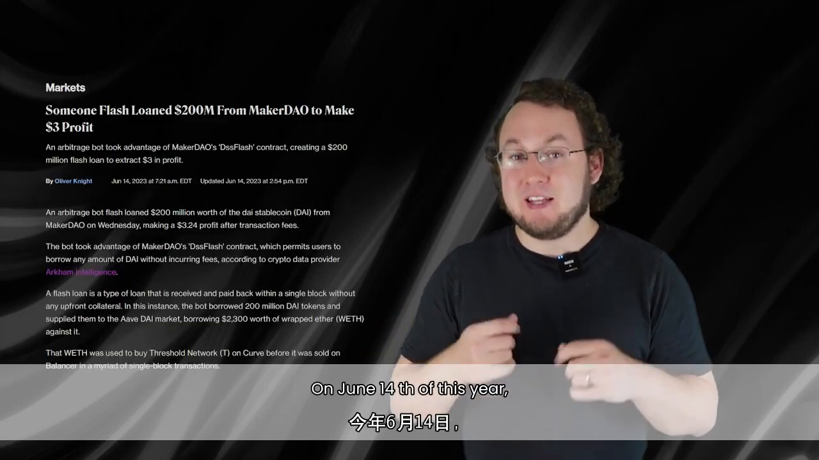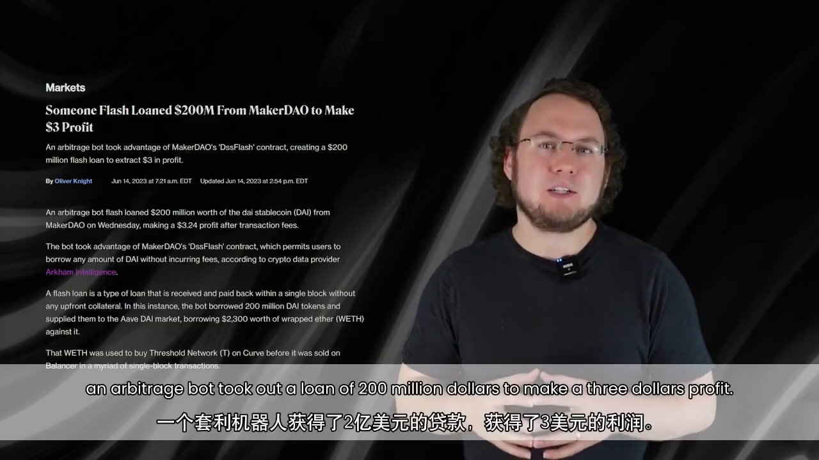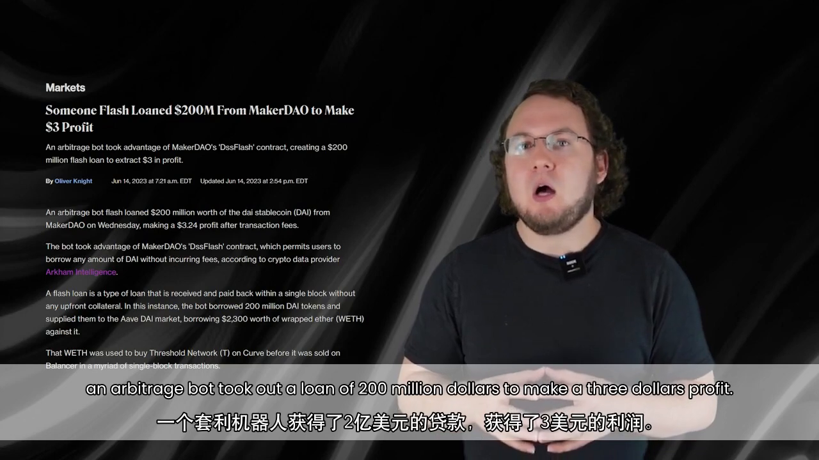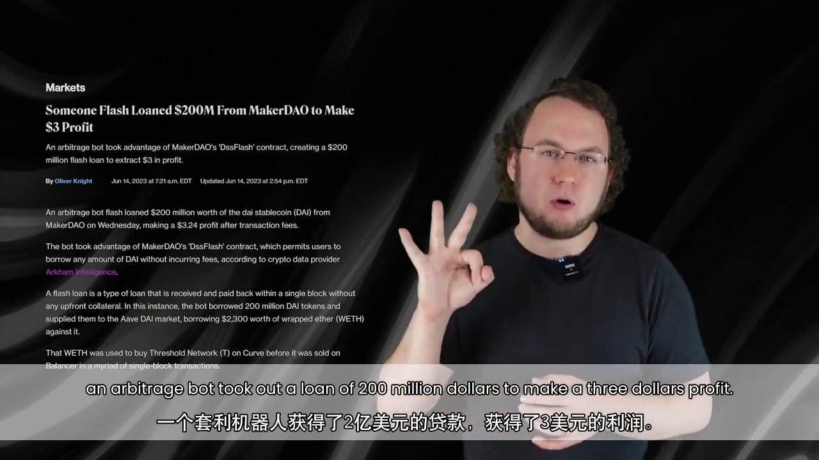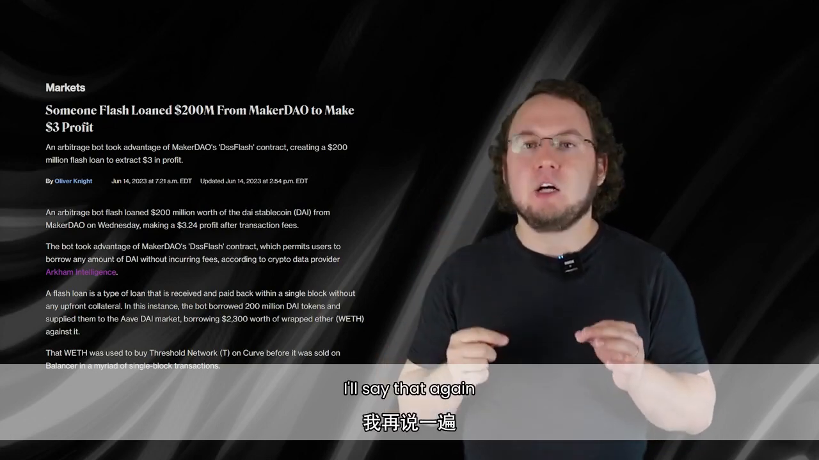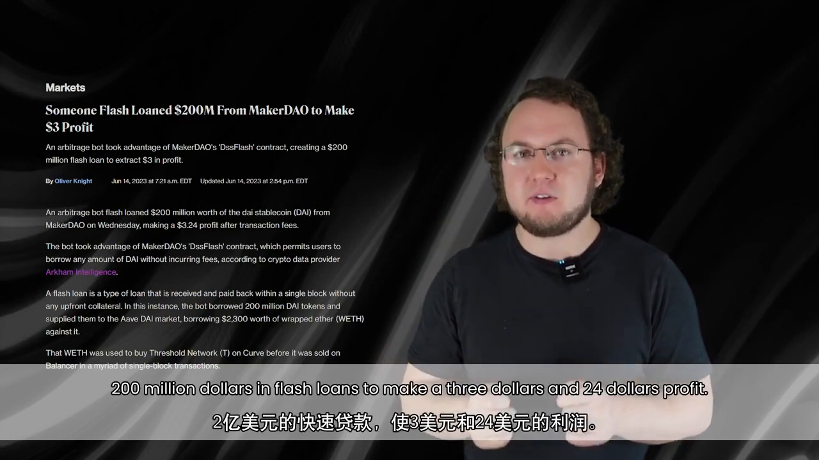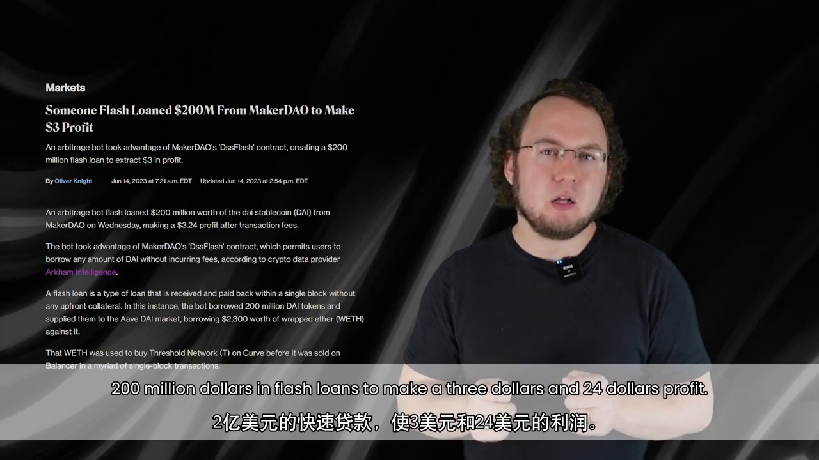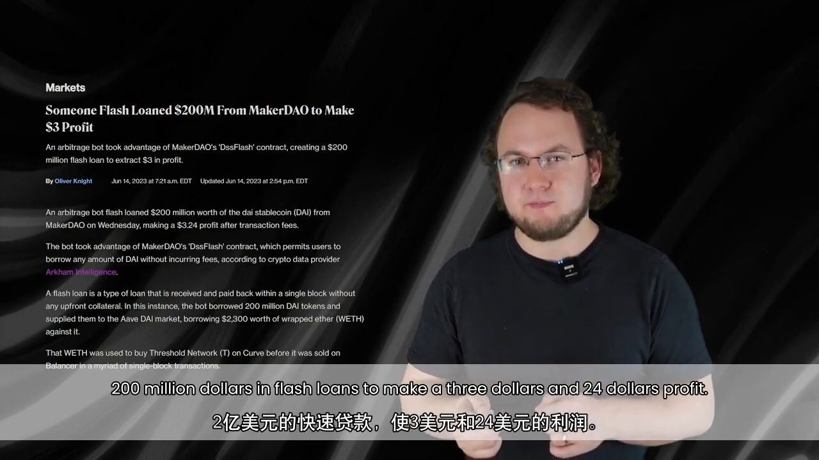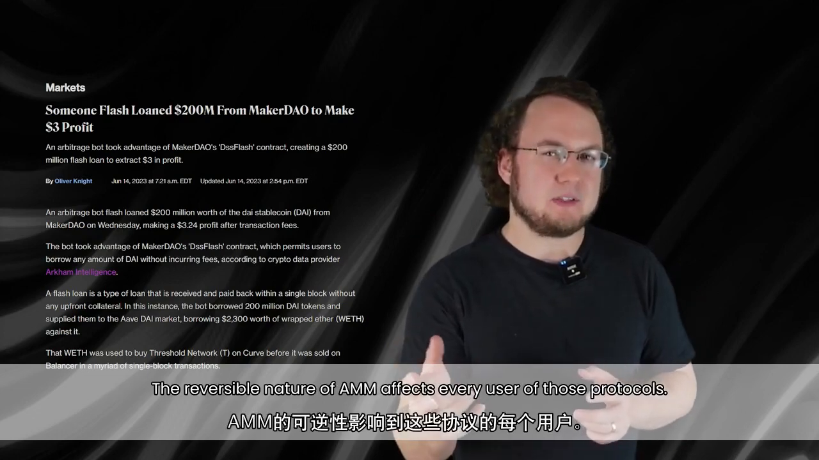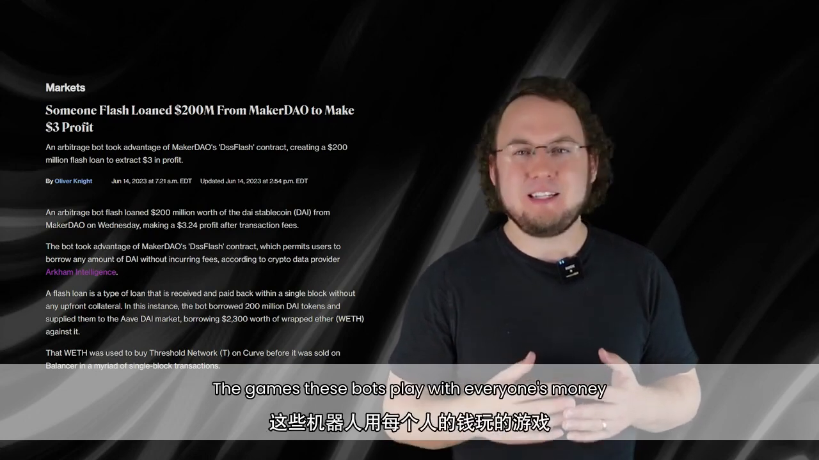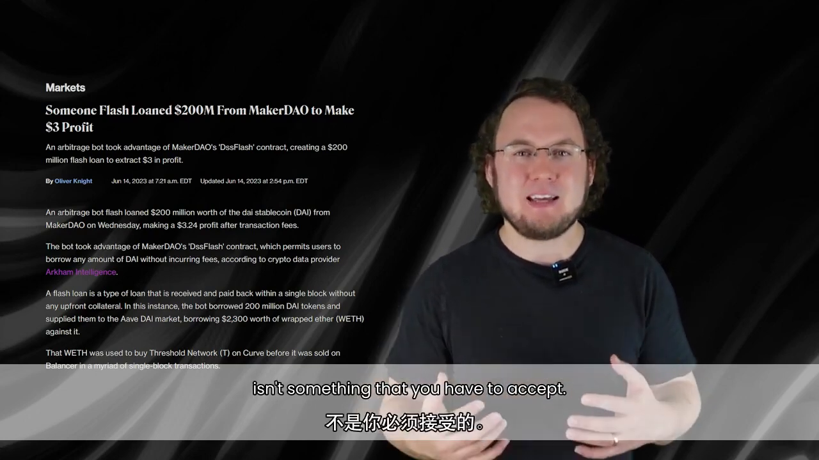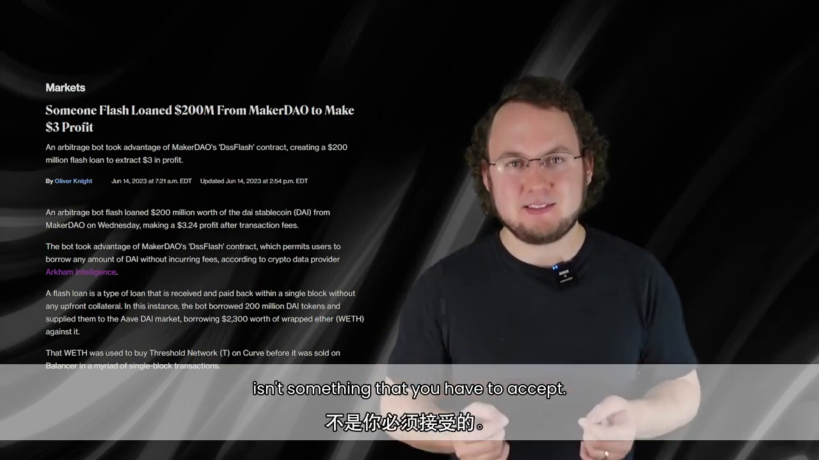On June 14th of this year, an arbitrage bot took out a loan of $200 million to make a $3 profit. I'll say that again. $200 million in flash loans to make a $3.24 profit. The reversible nature of AMMs affects every user of those protocols. The games these bots play with everyone's money isn't something that you have to accept.